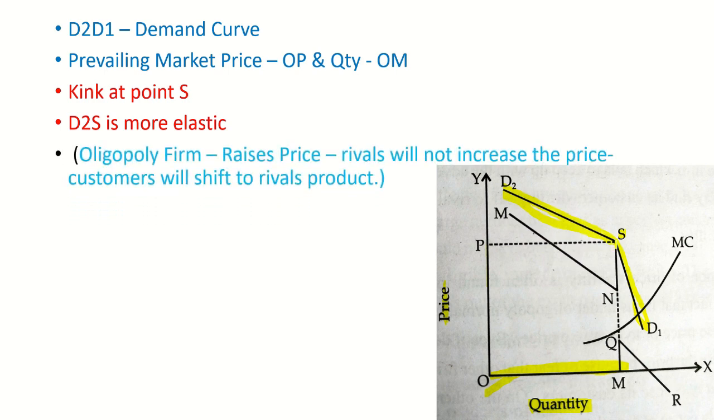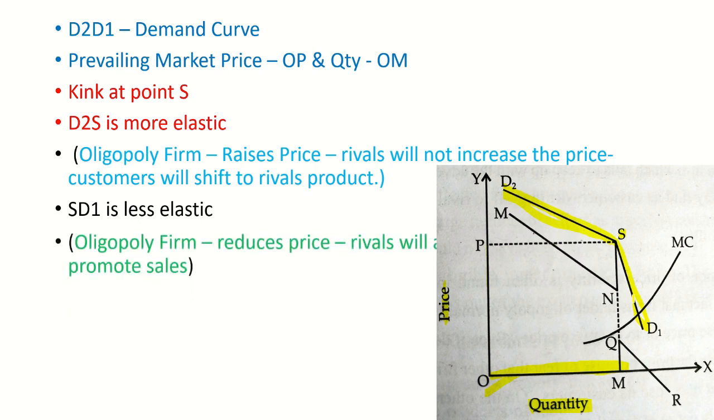What are the reasons? Already we discussed, because if an oligopoly firm raises the price, rivals will not increase the price, and the customers will shift to the rivals' products. So that's why the D2S portion is more elastic. And the second portion, SD1, is less elastic. Also we know the reasons. If an oligopoly firm reduces the price, the rivals will also reduce the price and it fails to promote the sale. That's why the D1S is less elastic.